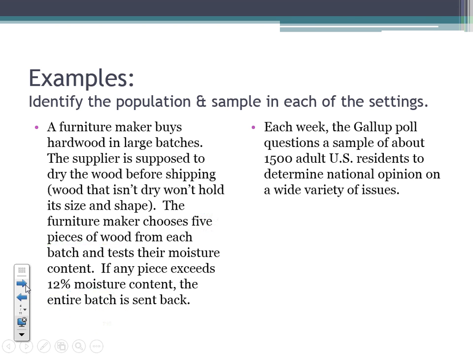So you do this one now, the next one that's on your note sheet. Each week, the Gallup poll questions a sample of about 1,500 adult U.S. residents to determine national opinion on a variety of issues. So take a moment there. I want you to circle or underline the sample, and then circle or underline the population.